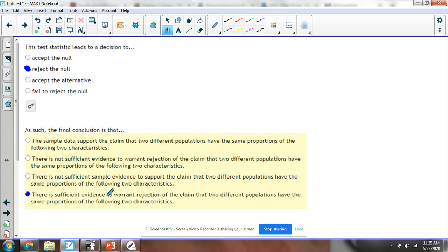These ones are the tricky ones because they intentionally word them to be confusing. Warrant rejection of the claim. It's really, really confusingly worded, but do your best.